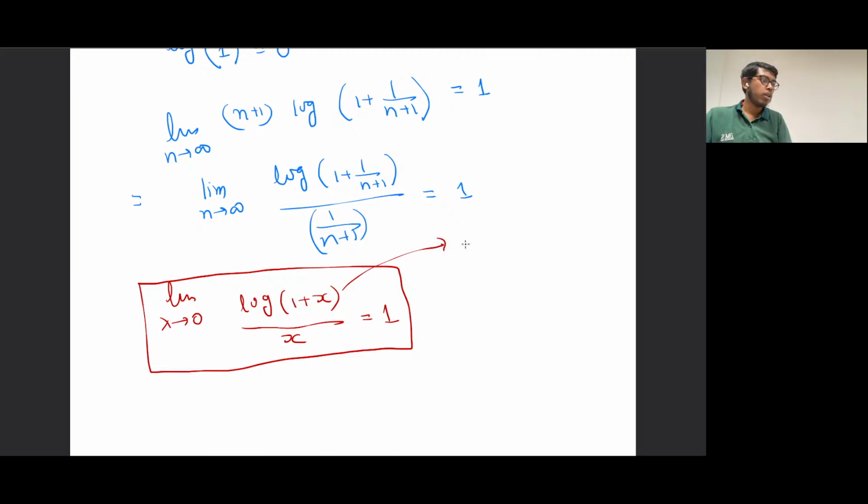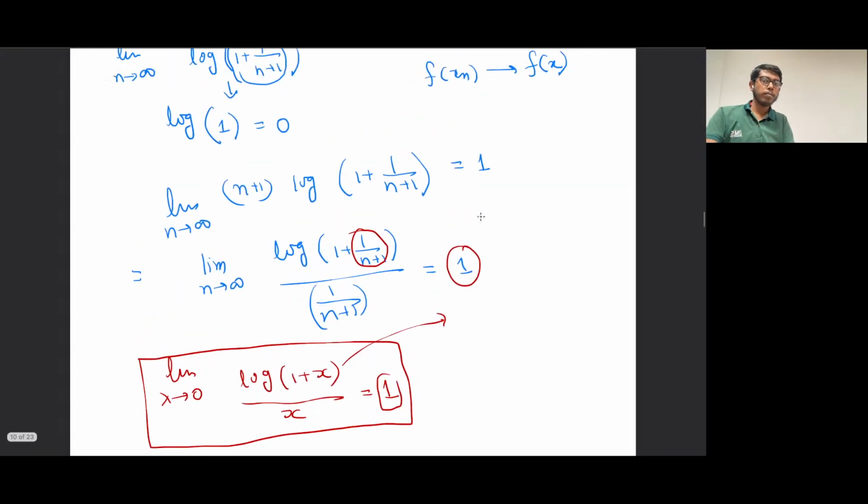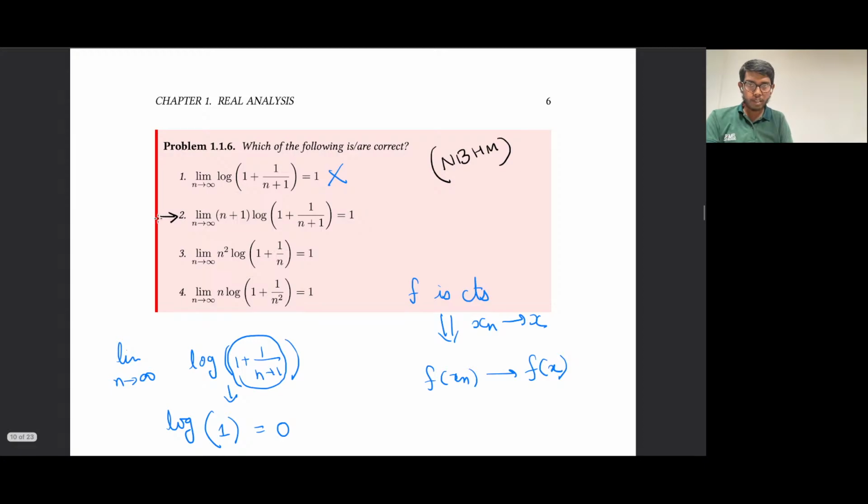You just have to consider the Taylor series expansion of log. Of course, you can apply L'Hopital's rule also, or the Taylor series. Whatever you feel comfortable with, you can do, and this will give you 1. So here 1 by n plus 1 goes to 0, so it is of the form log of 1 plus x by x where x tends to 0, and therefore 1. Hence this option is correct.